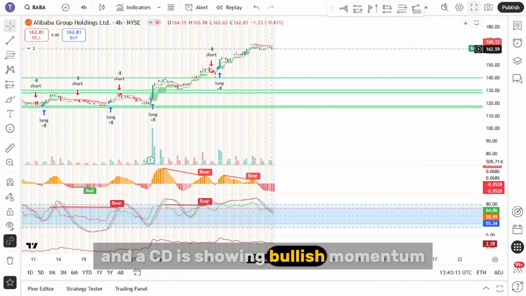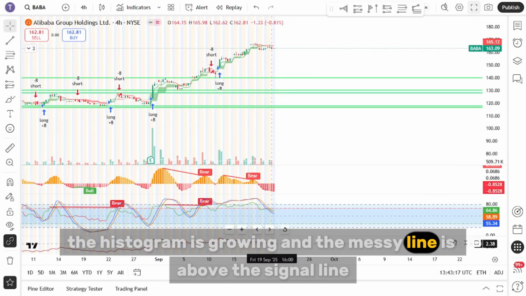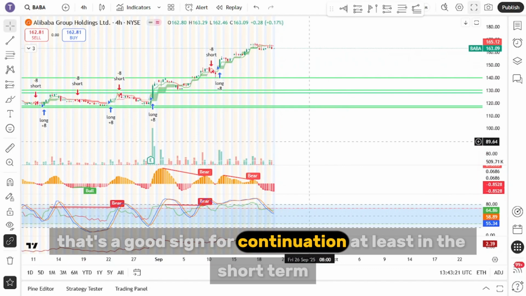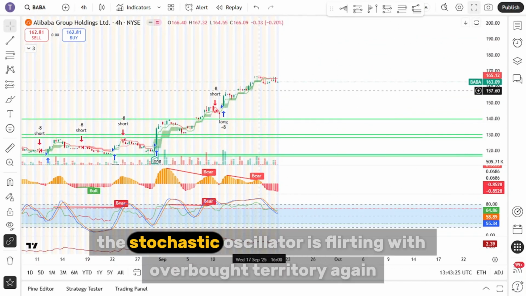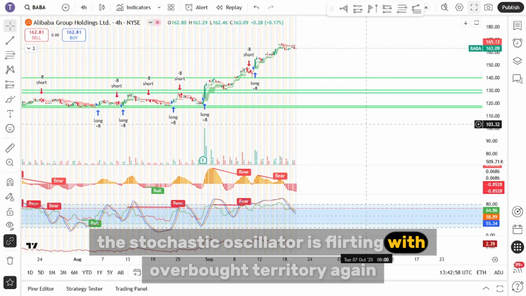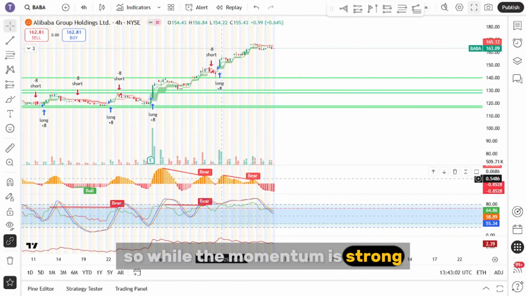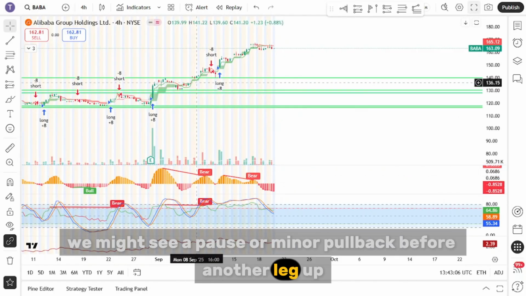MACD is showing bullish momentum. The histogram is growing, and the MACD line is above the signal line. That's a good sign for continuation, at least in the short term. Now, the stochastic oscillator is flirting with overbought territory again. So while the momentum is strong, we might see a pause or a minor pullback before another leg up.